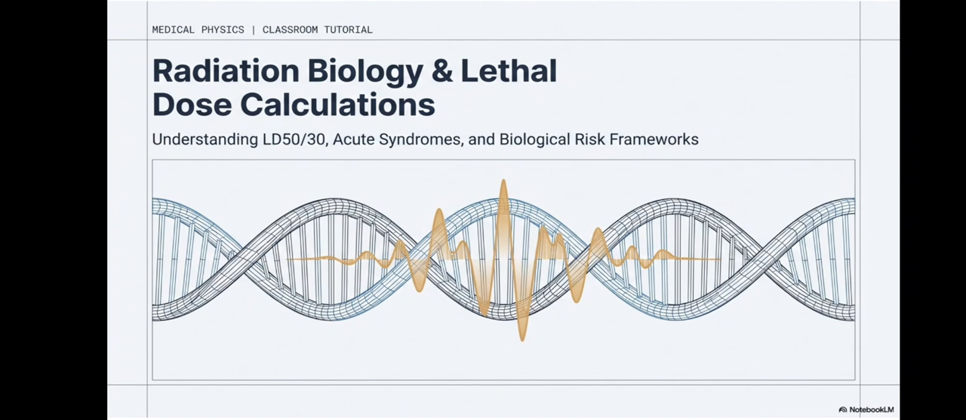In radiation biology and medical physics, the concept of LD50/30 is an important parameter used to estimate the severity of acute radiation exposure to the whole body. It is mainly used to evaluate radiation accidents, understand radiation sickness, and guide medical response.